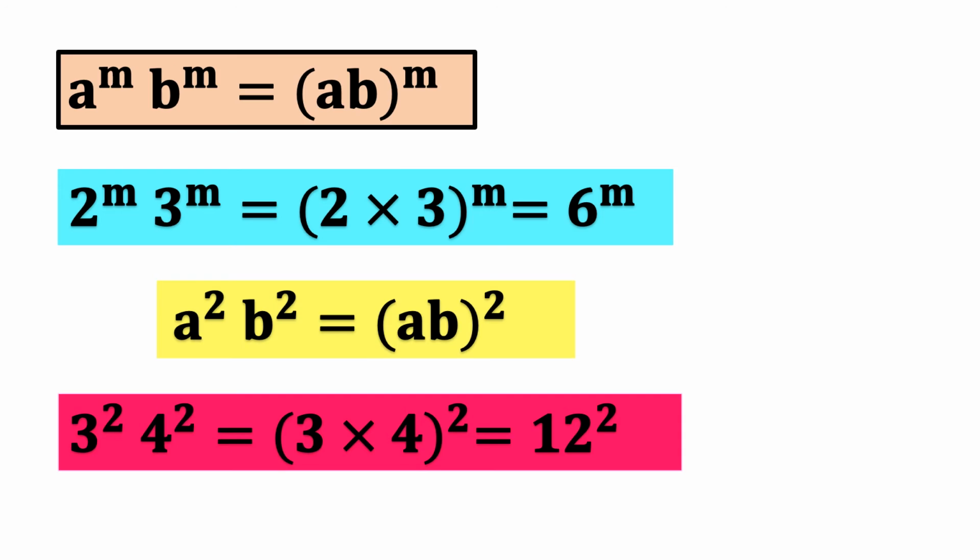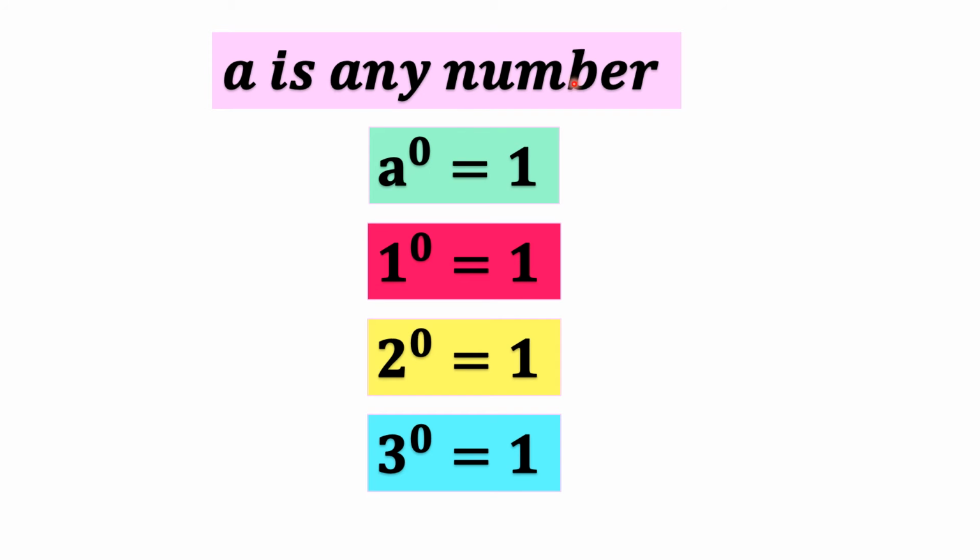Now the next one. A is any number. Then A raised to 0 is 1. You have to know this, okay? This is a rule. Any number raised to 0 is 1. You have to remember that. So A raised to 0 is 1. 1 raised to 0 is 1. 2 raised to 0 is 1. 3 raised to 0 is 1. Likewise, any number 4, 5, 6, 7, 100, 1 lakh. Any number raised to 0 is 1. Okay, so you have to remember this rule.